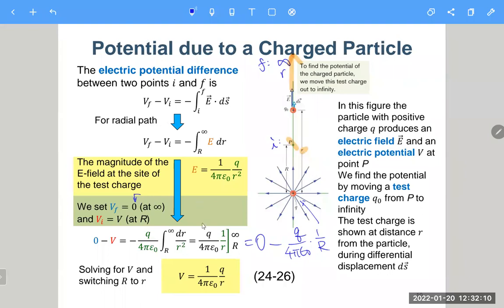So when we consider the distance small r from the charge, the potential will be 1 over 4 pi epsilon naught, or k times q over r. And this is a scalar. This is very important: the potential is a scalar.